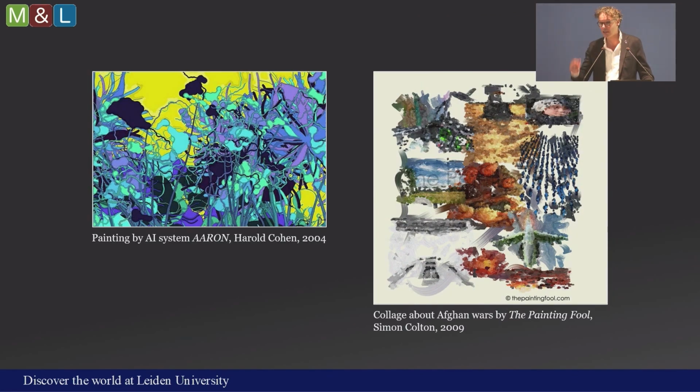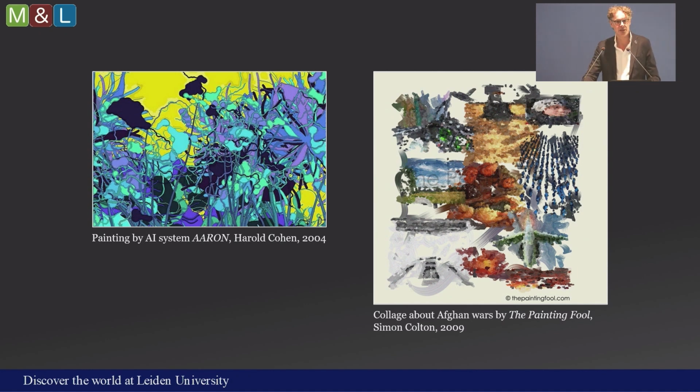Here are two output works of generative AI. One is by a system called Aaron, made by Harold Cohen. It was basically an artificial painting system, an AI painting system that he developed between 1987 and 2004, or 2007, I think even. This particular work that I show here on the left is from 2004. You can forget that immediately.